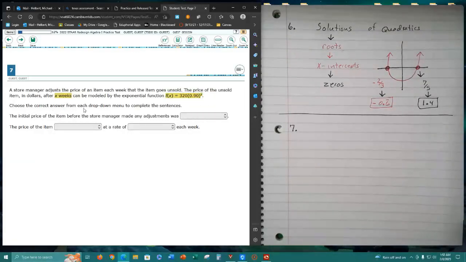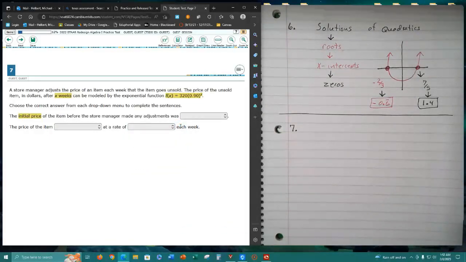Choose the correct answer from each drop-down menu to complete the sentences. The initial price. Okay, so it's going to ask us to answer some different things. So let me go and highlight that, make that stand out real quick. Of the item before the store manager made any adjustments was one of these values here. And then it says the price of the item either increases or decreases at a rate of, and this is the percent, right, that it's going to change each week.